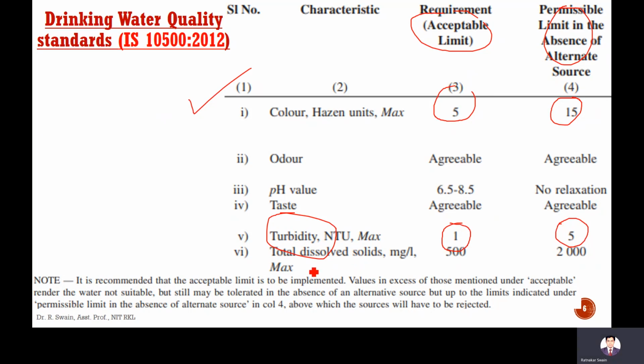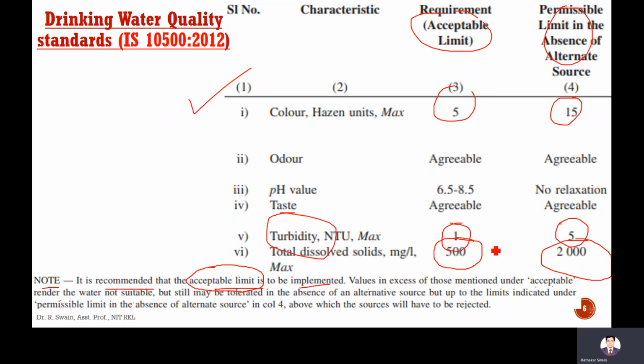Okay, similarly TDS 500 is okay, 500 milligram per liter, but it can be extended to 2000 if there is no alternate, so if there is no other option. That's why it is written in the note. It's recommended that the acceptable limit is to be implemented. Usually the acceptable limit is implemented. Values in excess of those mentioned under acceptable render the water not suitable.